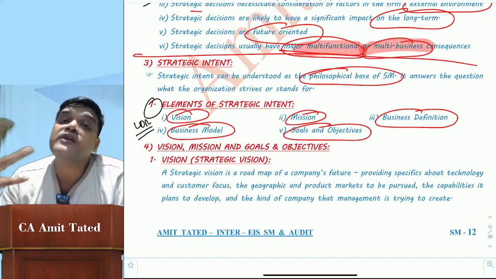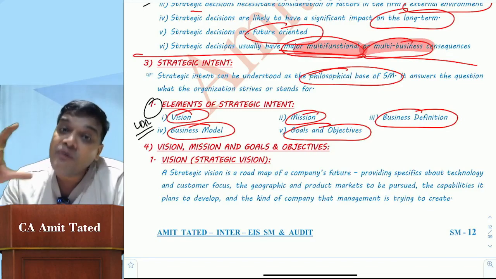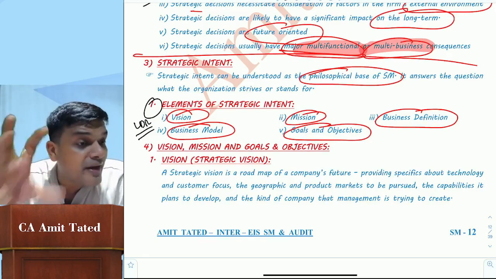Once you clear this objective, you set your next objective, that is articleship. After articleship, you will be giving the final. That is your next objective. And once these objectives are cleared, ultimately the goal is achieved. So make sure you understand goals and objectives.